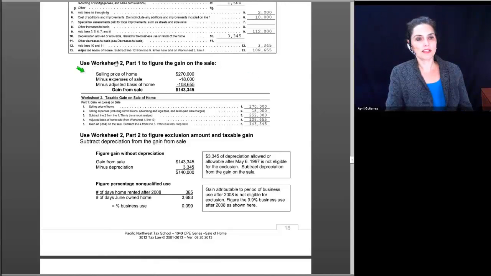And the first part says, okay, figure out what the gain on the sale is. We take the sales price of the home, we subtract out the expenses of the sale, we subtract out the adjusted basis of this home to get the gain from the sale. And so these three steps are all summarized here. You get down to line 5, $143,345.